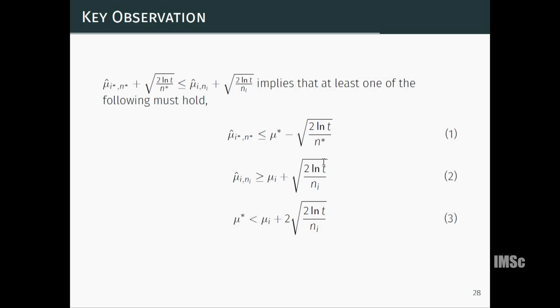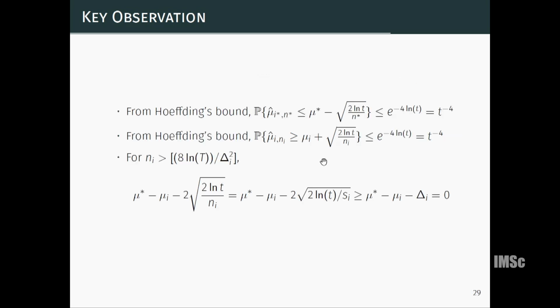What is n star? Sorry, n star is the number of times you are pulling the optimal arm. It should be n I star, yes, it is n I star, so this should be n I star. Perfect. Again you can prove this just by substituting n I into this, and this will lead to some contradiction.